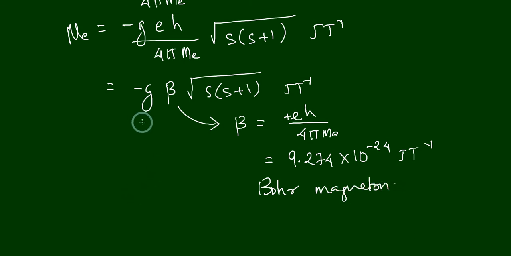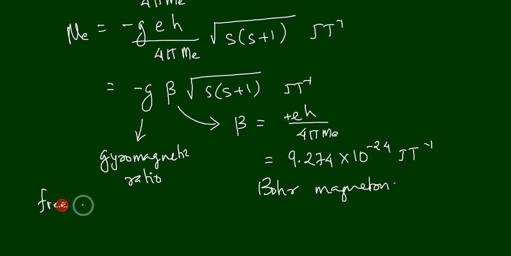And here this new parameter g, which we introduced, is called the gyromagnetic ratio. For a free electron, the value of the gyromagnetic ratio g is 2.0023.